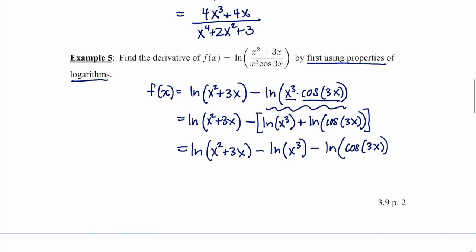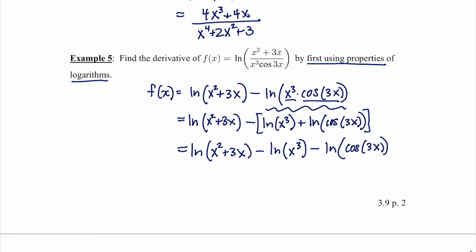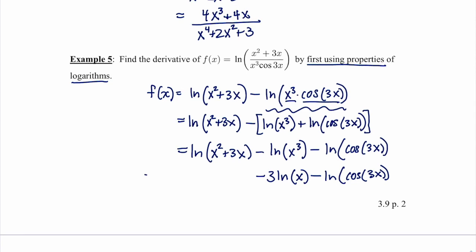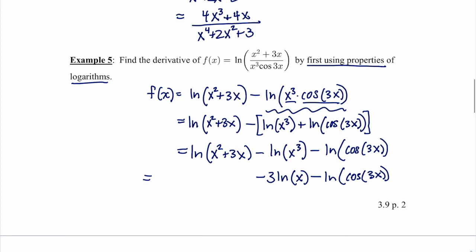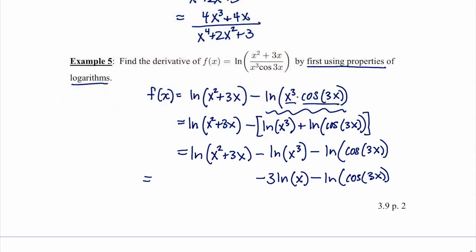And then we could say, well, remember there's another rule that says instead of natural log of x cubed, I could write this as 3 times the natural log of x. So we could take that step. And then if we really want to go even further, we could notice that the first group here is just x factored out times x plus 3. So we could rewrite that group as the natural log of x plus the natural log of x plus 3.